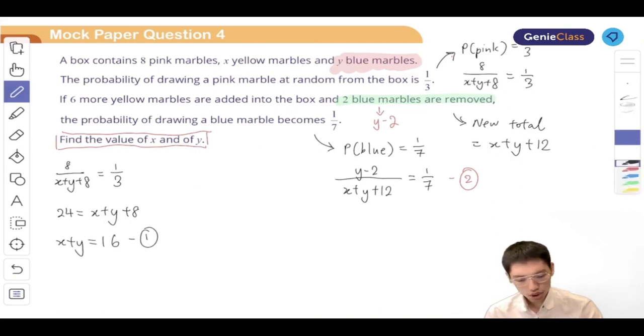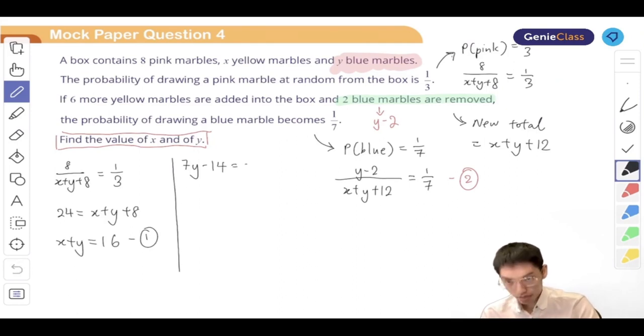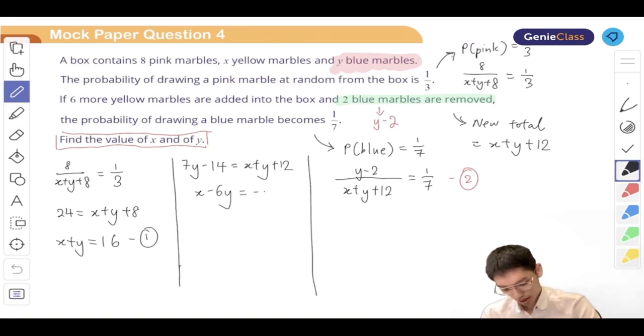Then from here I have equation number 2, and I hope you guys know where this is coming next, because I'm going to cross multiply to get from here 7y minus 14 equals x plus y plus 12. Let me bring this up a bit. Okay, and this is going to be continuing on, modifying further. I'm going to have x minus y equals minus 26.